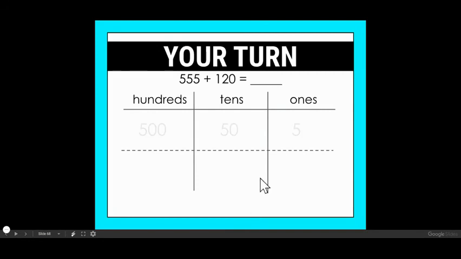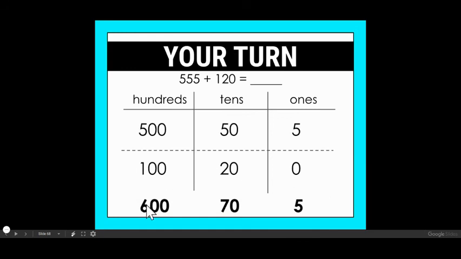All right, let's check. Your first addend should have been 555. Your second addend should have been 120. Notice I put a 0 in for the ones because there's no ones in our second addend. Then when I combined them all together, I got 600 for my hundreds, 70 for my tens, and 5 for my ones, which means my answer was 675. Hopefully you got that same answer.